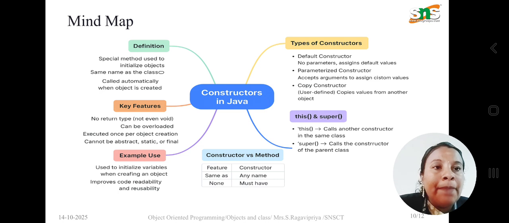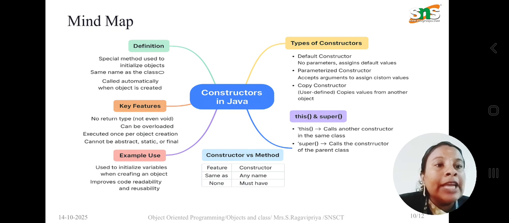So, mind map. Let us recall what we have discussed in this presentation. We have discussed constructors in Java. The definition is that it is a special method used to initialize an object. The name should be the same as the class name. It is called automatically when an object is created.